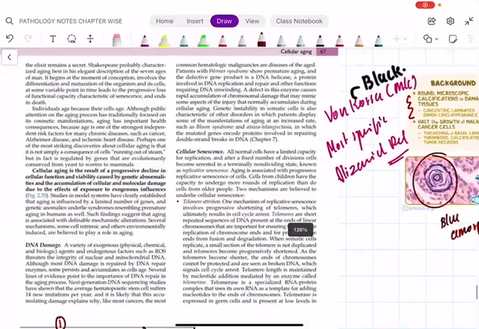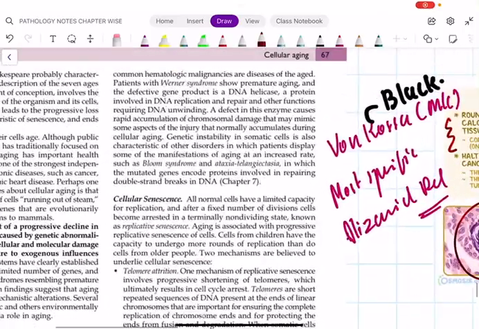So we have a condition that we call Werner syndrome. That means due to a defect in DNA helicase, which is very important for DNA binding and replication, there will be premature aging.